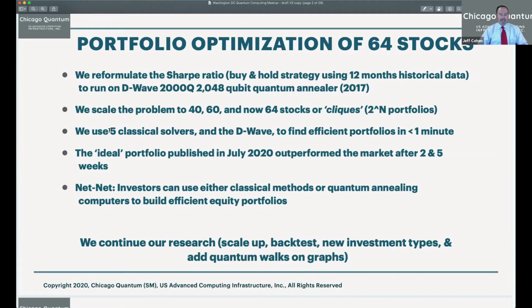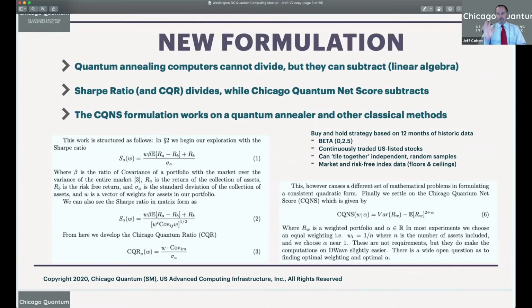So we use 5 classical solvers and the D-Wave to find efficient portfolios in under a minute at the 60 asset level. We publish portfolios, and what we figured out is at the level of most individual investors or asset managers, you can use either classical methods or quantum annealing computers to build efficient equity portfolios. And, of course, we continue our research. We're still in research mode. So Clark, I'd like you to start and walk through our formulation and then the slides that you put together.